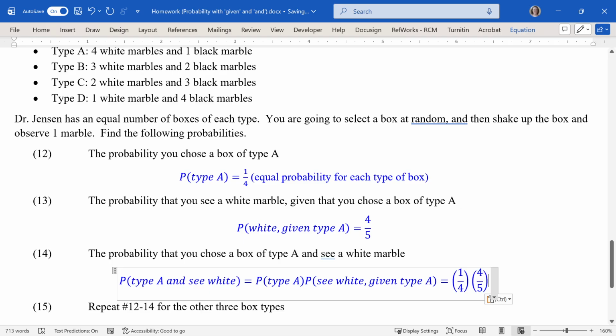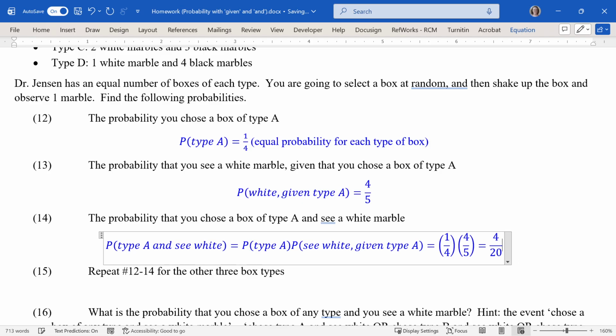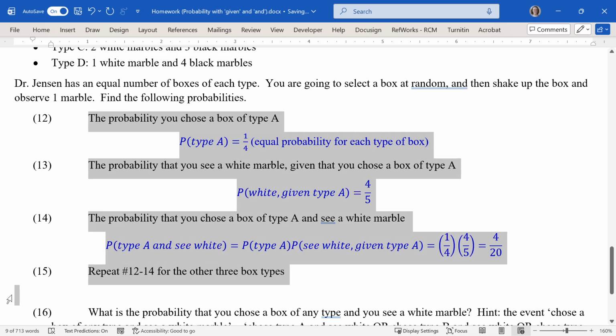So we could simplify this if we wanted to. It's 4/20, or you could cancel it down to 1/5. I think I'm going to write it as 4/20 simply for the reason that these are not all going to cancel out and I want to end up with a common denominator. So I'm just kind of thinking ahead there. Okay, so for 15, we're going to repeat these 3 answers here for the other 3 box types. So just do the same calculations, but for box type B, and then box type C, and then box type D.